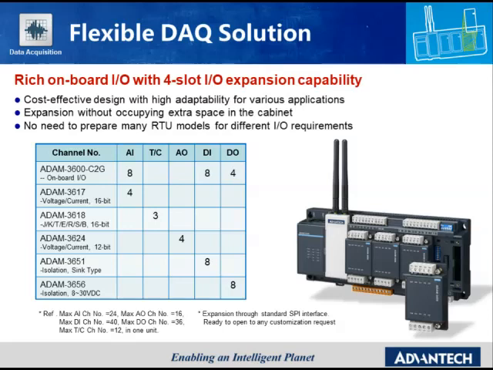The Advantech 3600 has a flexible data acquisition solution. It has 8 analog inputs, 8 digital inputs, and 4 digital outputs on board, which could be used for data acquisition directly. It also has 4 extension slots which allow the user to extend different I/O channels according to the need of the project. For example, we have the analog input, thermocouple, AO, digital input, and digital output for the user to choose from.